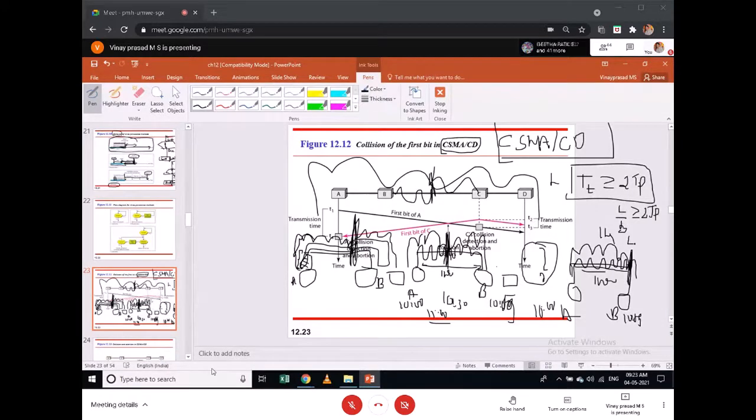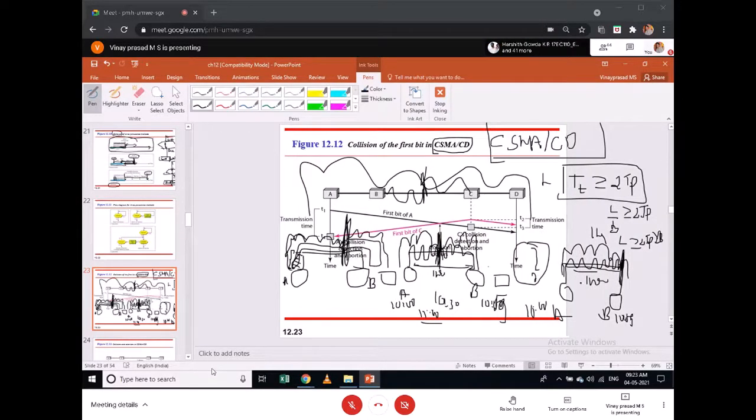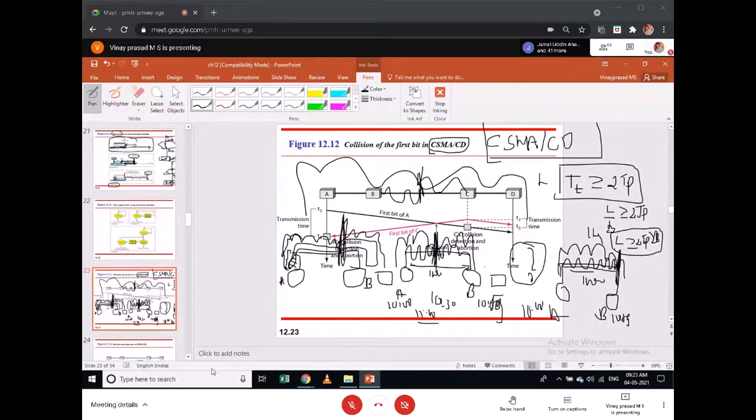So then L should be greater than or equal to 2 TP into bandwidth. This was the expression. What was the minimum? The bits of data you need in a CSMA/CD network to detect the collision should be greater than twice the propagation delay into bandwidth.